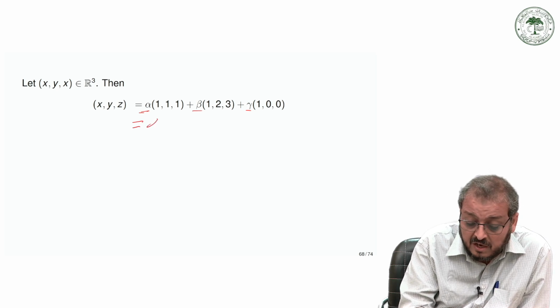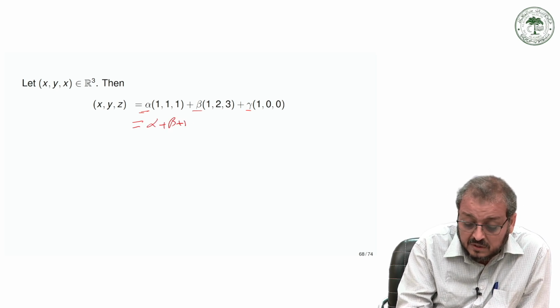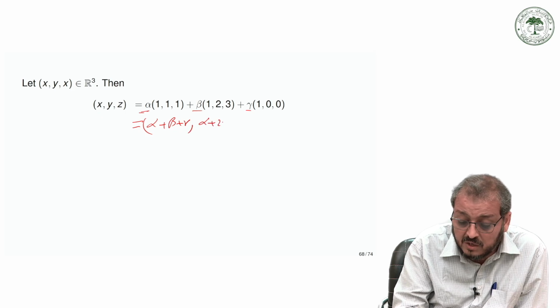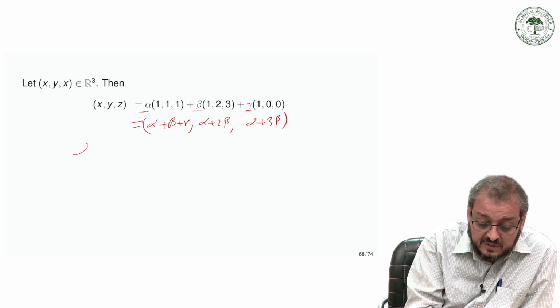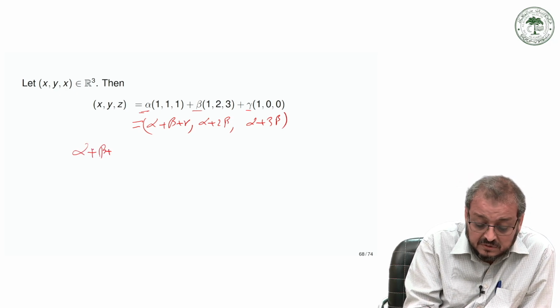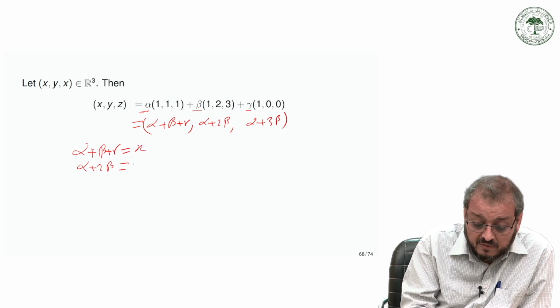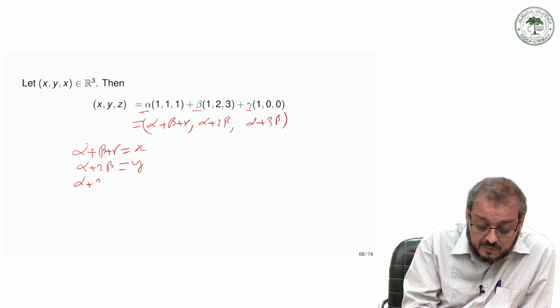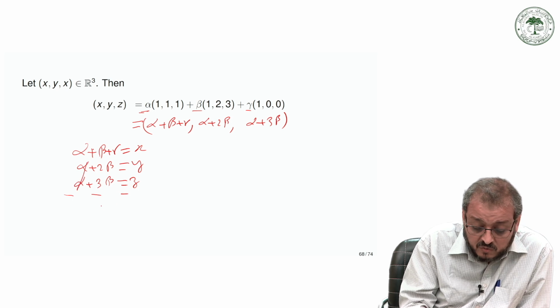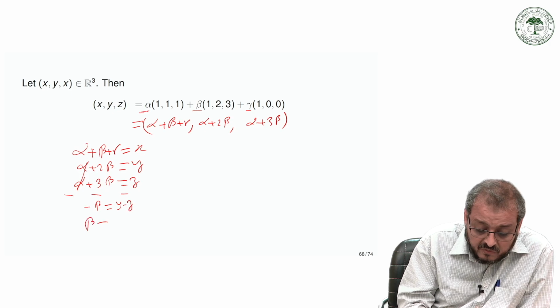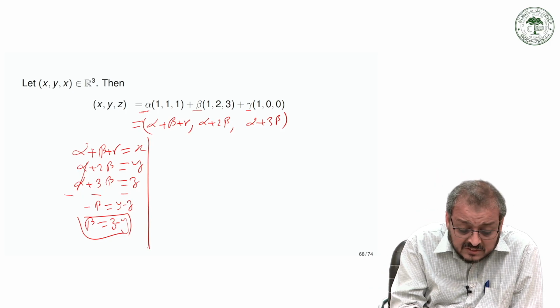So this can be written as alpha plus beta plus gamma, alpha plus 2 beta, and alpha plus 3 beta. So we can simply say that alpha plus beta plus gamma is equal to x. Now alpha plus twice beta is equal to y. Now alpha plus 3 beta is equal to z. If we subtract these two equations, clearly minus beta is equal to y minus z. So beta is equal to z minus y. Then substitute the value for beta.